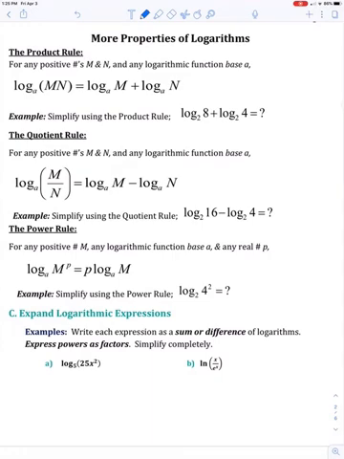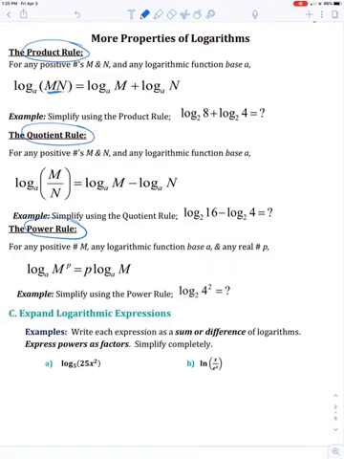Moving on, let's go to our three major properties. I call them our major properties of logarithms: the product rule, the quotient rule, and the power rule. Now, the product rule states that we can express a single logarithm as a sum by looking at the factors of what we're taking the log of.